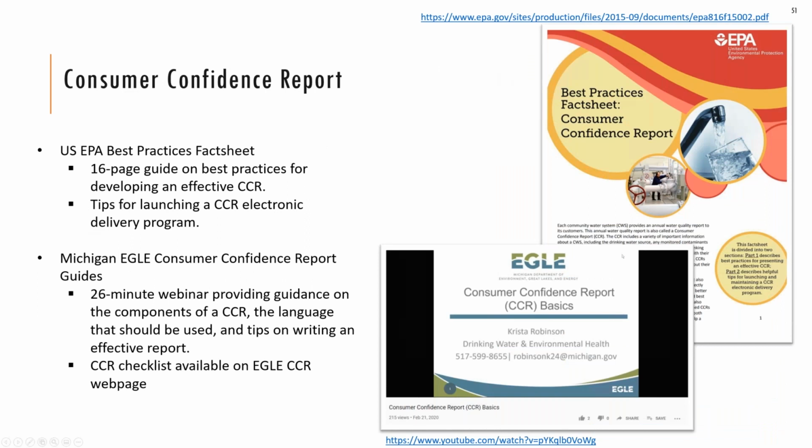EPA also has a 16-page best practice fact sheet, which serves as a guide to help water systems develop an effective CCR. The guide covers the requirements of a CCR, steps to write an effective CCR, and tips for launching a CCR electronic delivery program. So systems can make sure that they are aware of the need to send out a consumer confidence report and how to effectively create one in a timely manner.